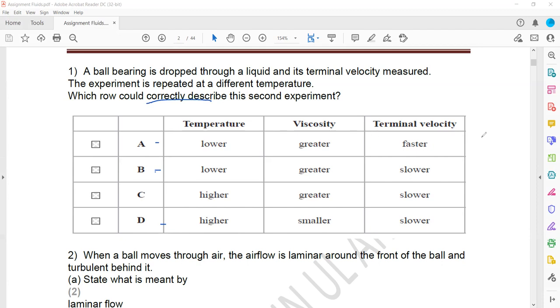Then what happened to terminal velocity? If the viscosity increases, then the object does not flow easily, so the terminal velocity will decrease. So A cannot be the final answer. When we check B, if it's a greater viscosity, the object will move at a slower speed in the fluid, so the terminal velocity will decrease. That's why B is the right answer.